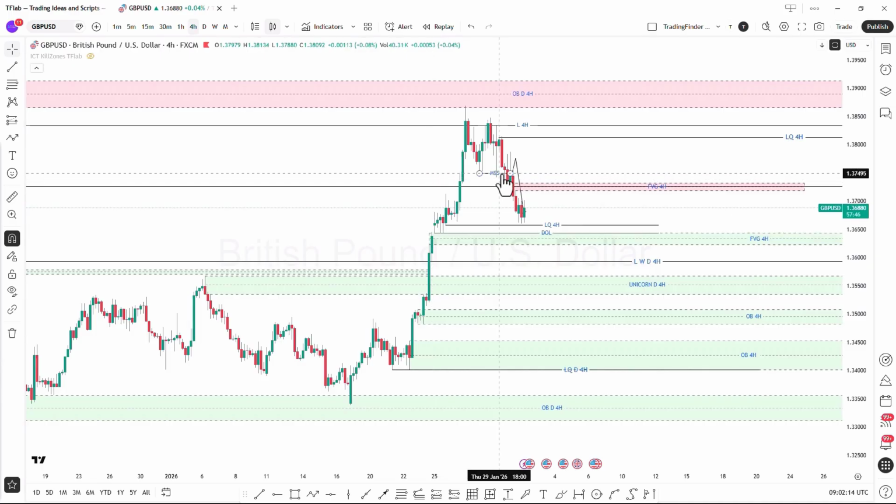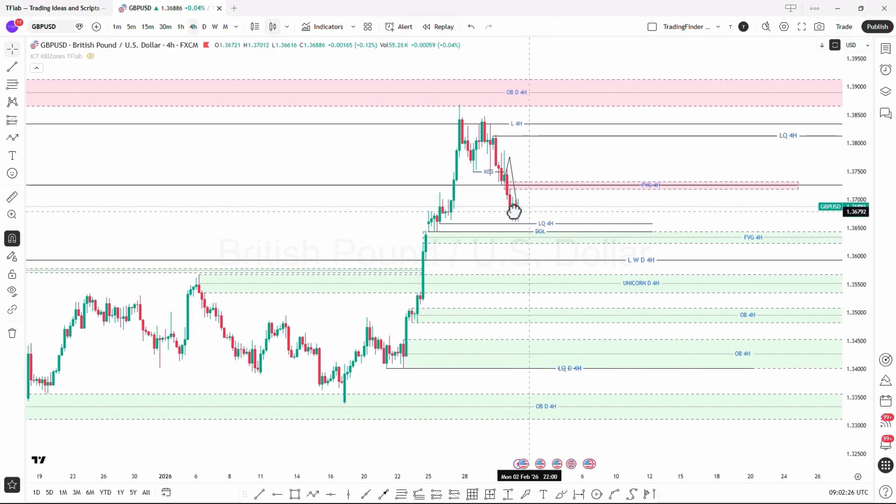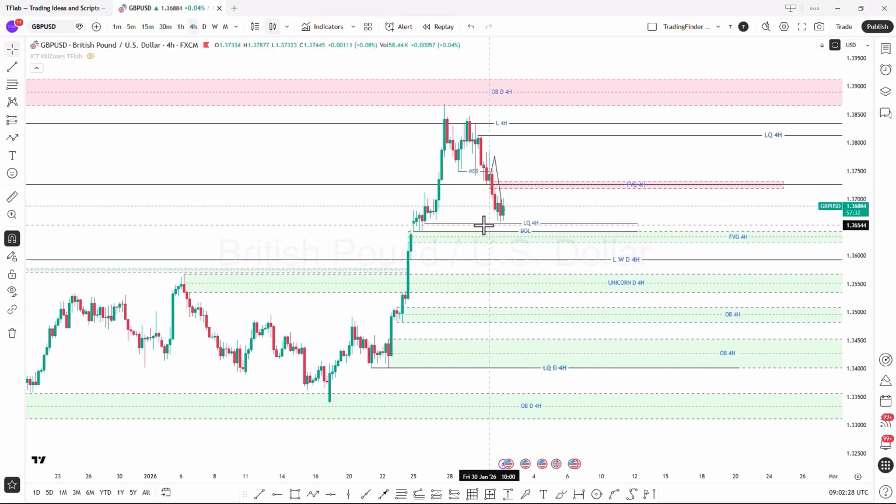On the 4-hour time frame, after breaking a market structure shift level, it was expected that there would be a short-term upward move, and after liquidity was collected, the price would continue its downward trend. Currently, a liquidity pool level is forming, which could move downward.